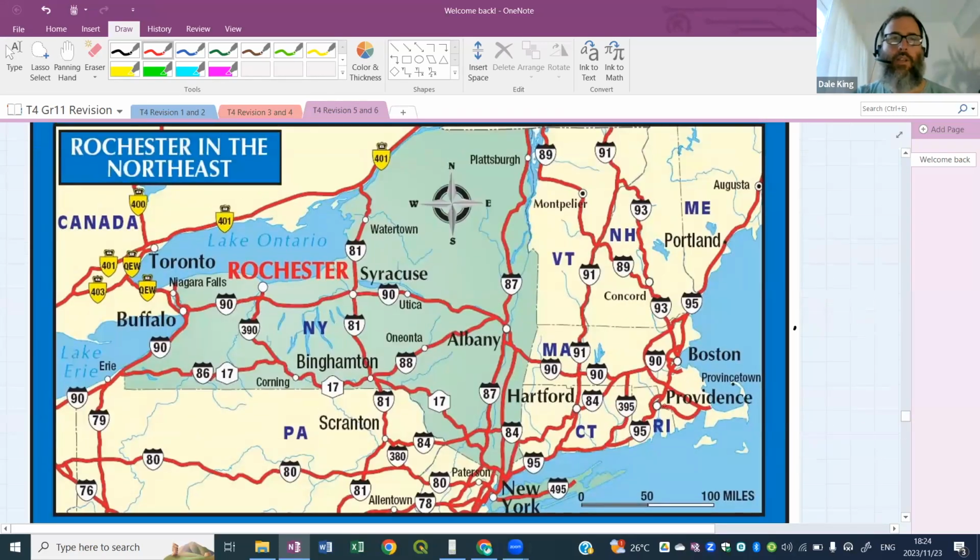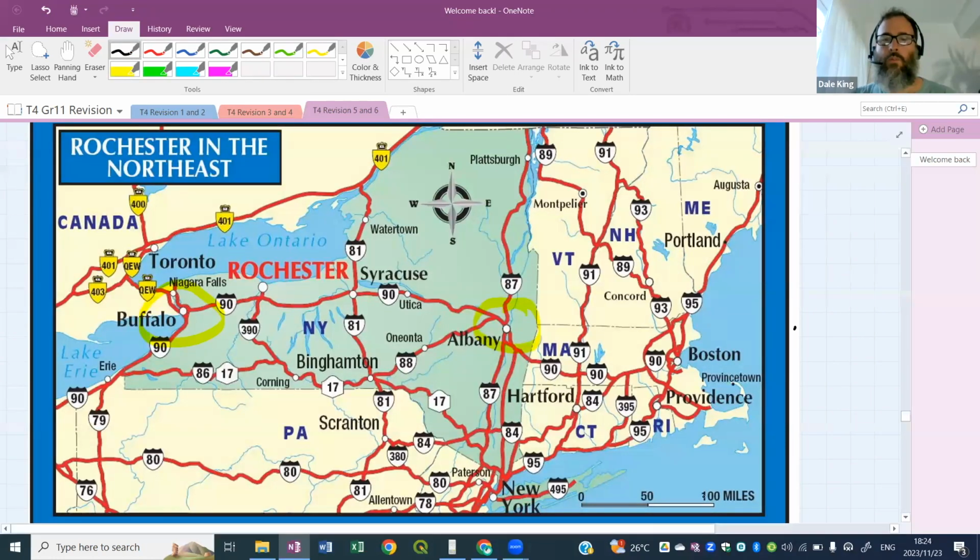Buffalo and Albany. Let's just first find these places. Albany is, let me use green, Albany is here. Hope you guys can see that. And Buffalo is here on the left. All right, maybe those colors aren't the best. Let's use yellow. So Albany is here and Buffalo is there.